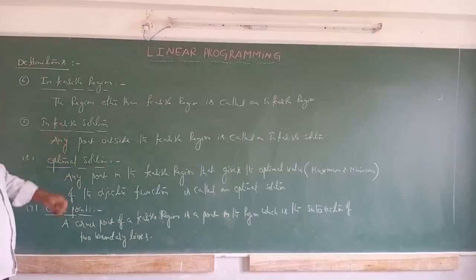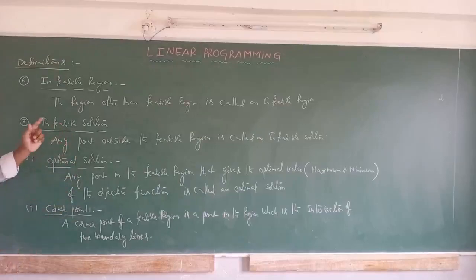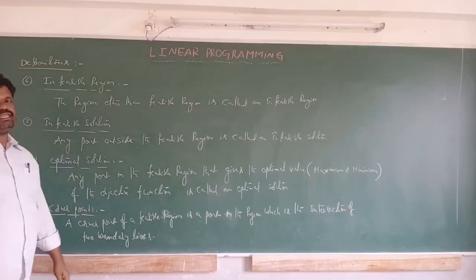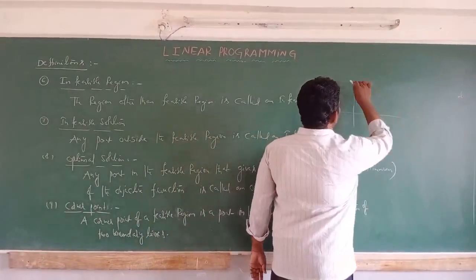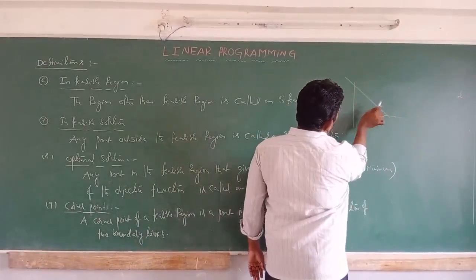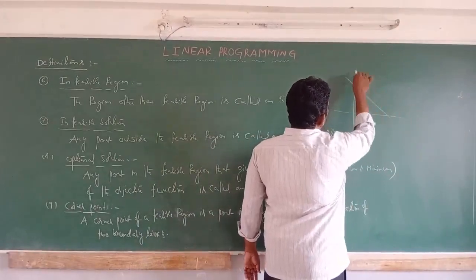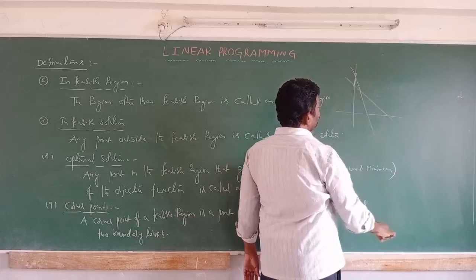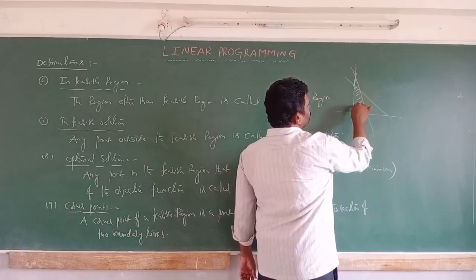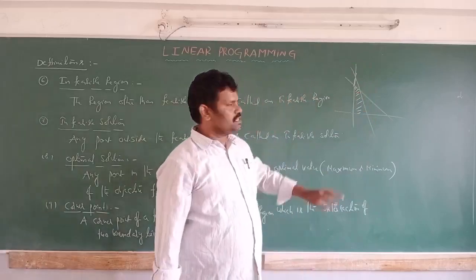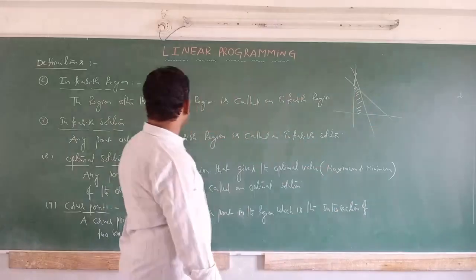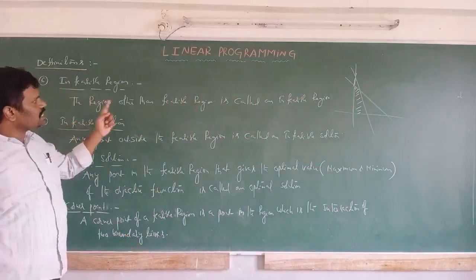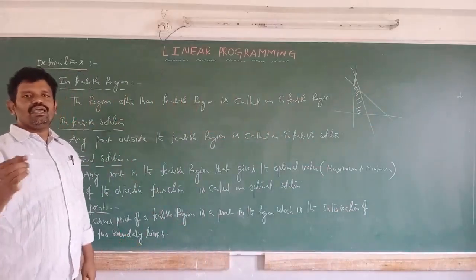Right, next definition is infeasible region. The region other than the feasible region is called the infeasible region. Already I told you, suppose you draw a diagram like this, now this is intersecting. Any region other than the feasible region is said to be the infeasible region.